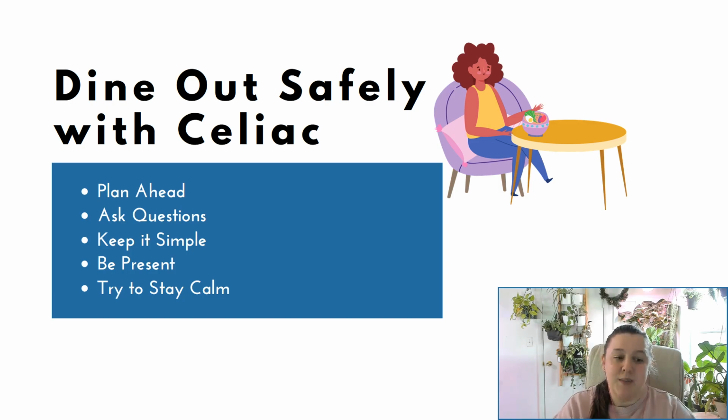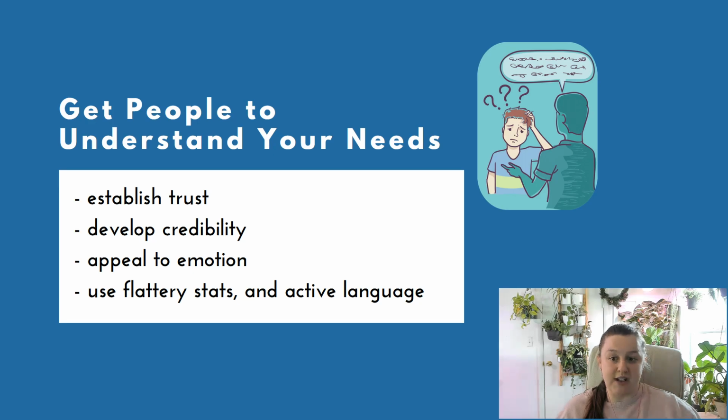But with that, speaking of communication with service staff, the next step to mastering celiac disease is being able to get people to understand your needs. And this is essential, whether you're trying to communicate your needs to service staff or to friends and family. It is essential that you know how to communicate them effectively and communicate them while getting rid of all doubts, right? So you can do this by establishing trust, developing credibility, appealing to emotion, and using flattery, stats, and active language.